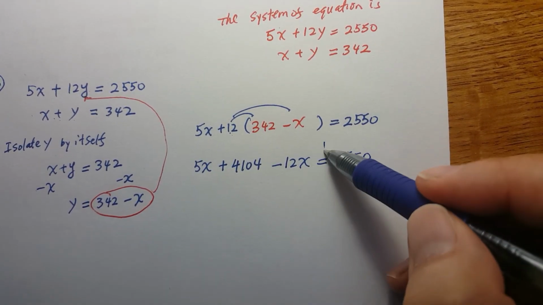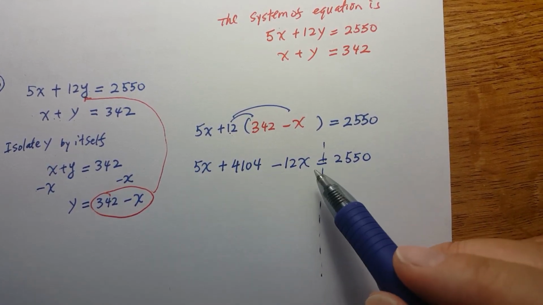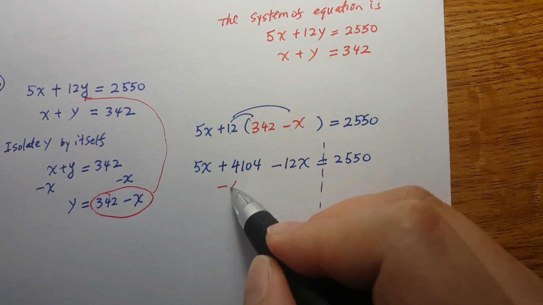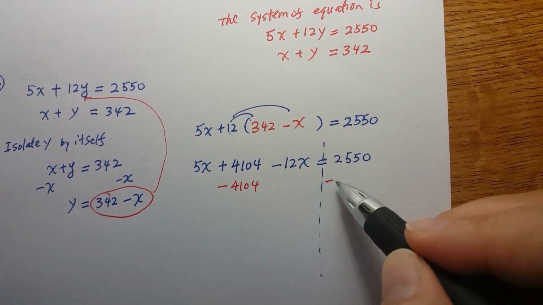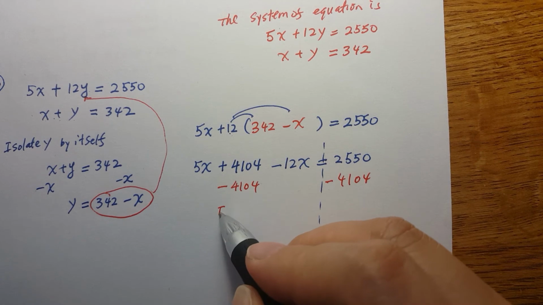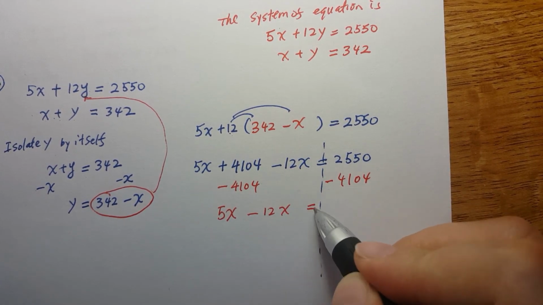And this is the middle of the equation, so we want to keep the X on the left side and we don't want the number on the left side. So we want to eliminate the number. So plus, so we do minus 4104, minus 4104. So this is cancelled, so you get 5X left over minus 12X, stay the same here, and equal.